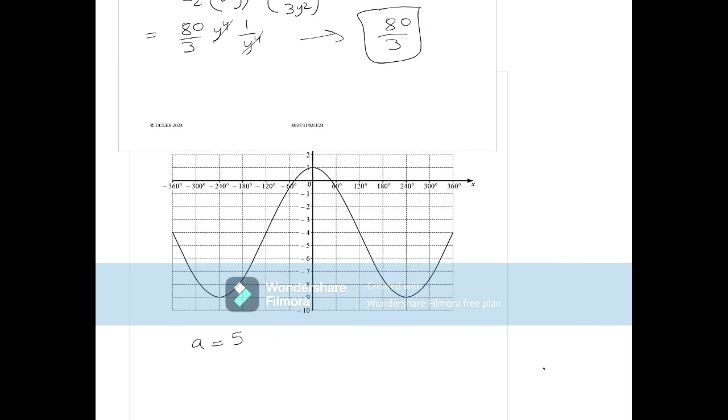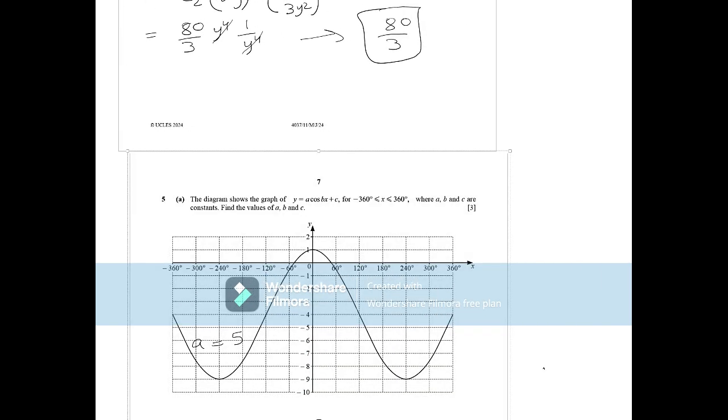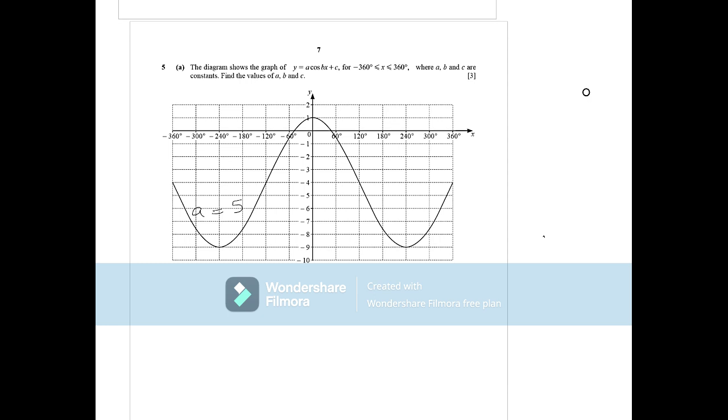Uh, the question paper disappeared. Okay, it's back. What's c? So it goes from 1 to minus 9. c will be the mid value. The amplitude is 5, a is equal to 5, and your c is minus 4. Because cos can go between 1 and minus 1, so a cos will go between 5 and minus 5. The mid value would be minus 4, so that you can end up at 1 and at minus 9.